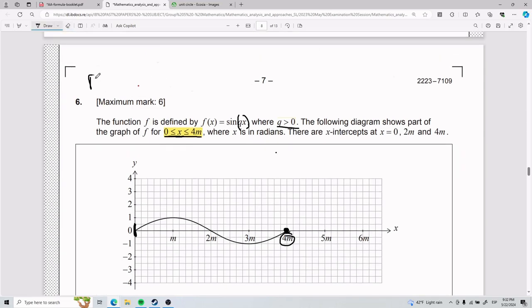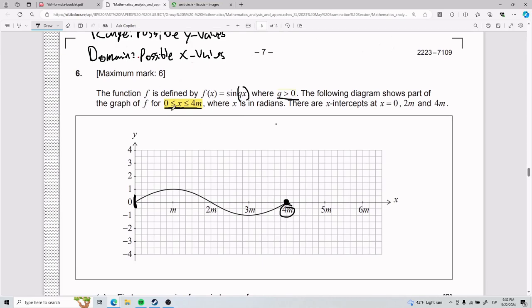And so let's just recall that for a second. Domain is technically your possible x values, okay? While range, you guessed it, is also your possible something, but in this case, your possible y values, okay? So your domain is possible x values, your range is possible y values. Here they define your domain. They also mentioned that x is in radians.